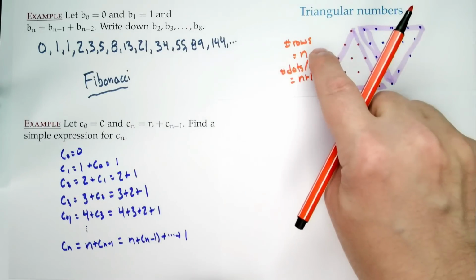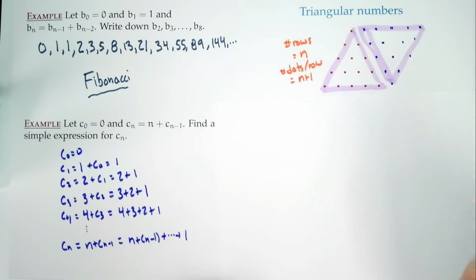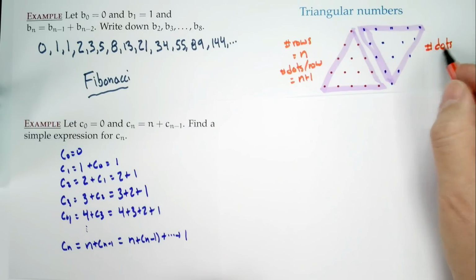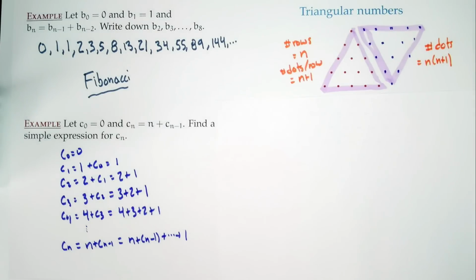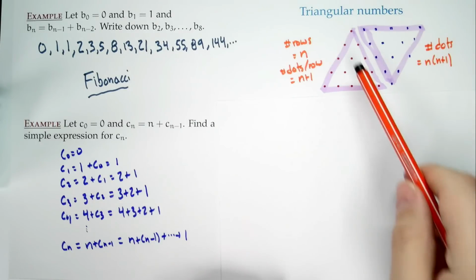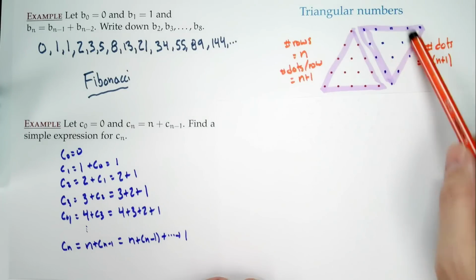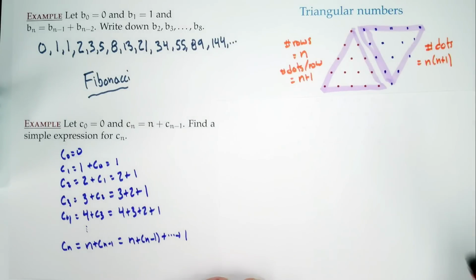Okay, so you now know the number of rows. You now know the number of dots per row. So we have that the number of dots has to equal n times n plus 1. All right. Now the question is, that's not what we're after. How do we get to what we're after? Well, the number of dots is n times n plus 1 if we put 2 of these together.